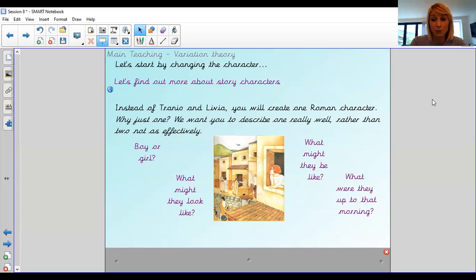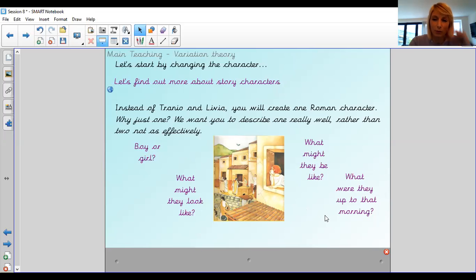Like we saw in that video, it's up to you to decide if you want them to be male or female, boy or girl. Think about what they might look like. Okay, now our story is set in Italy, isn't it? And quite a long time ago as well. Okay, so they're probably not going to be wearing jeans and jumpers and things. So think about the sort of things they might wear, what they might look like. What might they be like? So in that video, we saw him creating quite a menacing character, didn't we? Okay, so try and think what your character's qualities are. What are they like? And what were they up to on the morning that the mountain erupted, Mount Vesuvius erupted, the volcano?